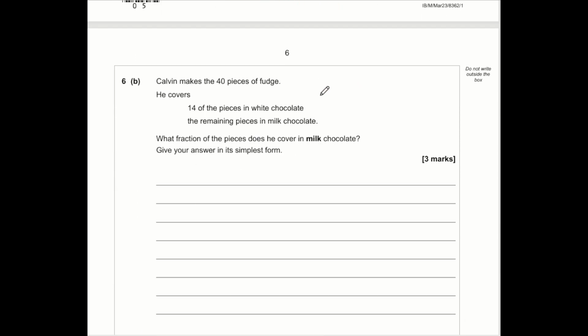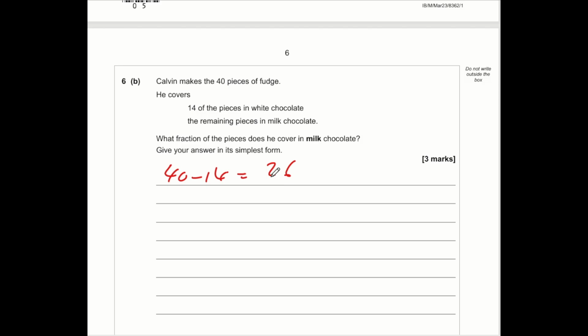Okay, part B. Calvin makes the 40 pieces. 14 are covered in white chocolate, the remaining in milk chocolate. What fraction does he cover in milk chocolate? Okay, so how many does he cover in milk chocolate? Well, that's 40 take away 14, which is 26.